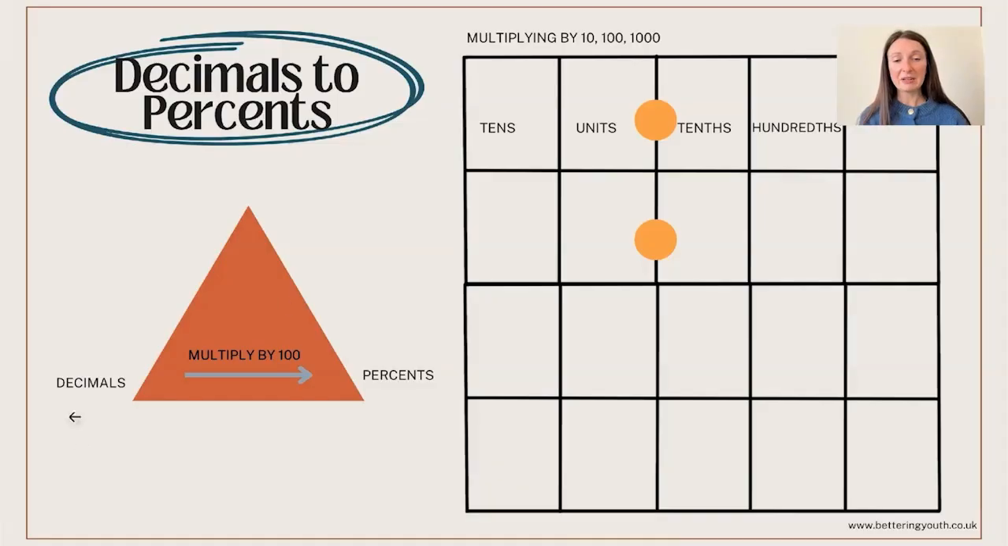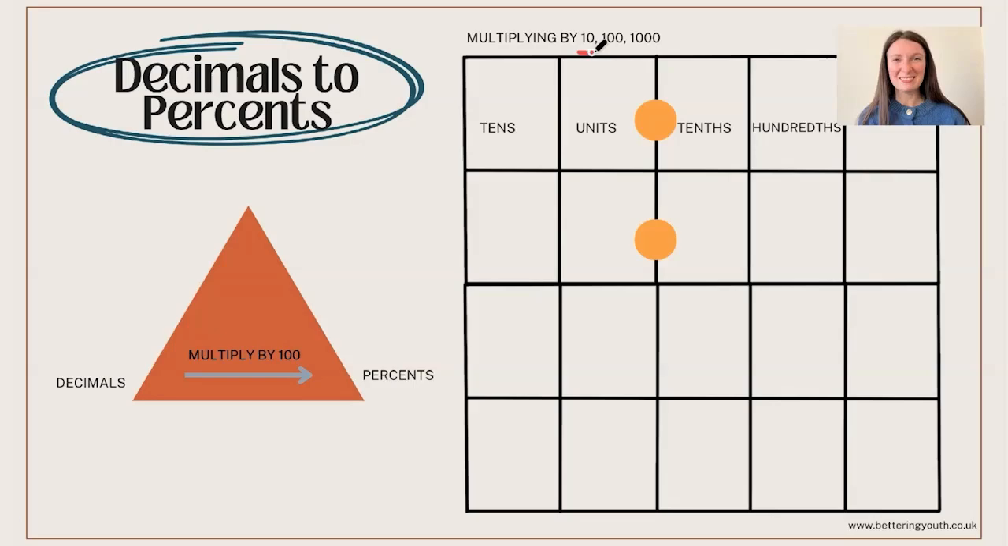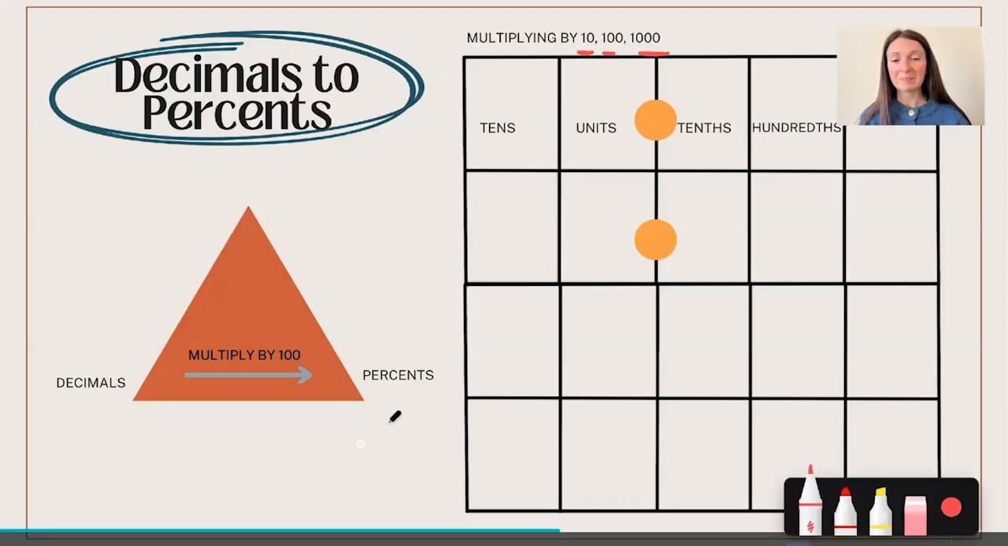Now, because I would like to go to a percent, how many am I multiplying by? Am I multiplying by 10, 100, 1,000? Does it matter? It absolutely matters. Now, the way that we know how many we need to multiply by is looking at the word percent.